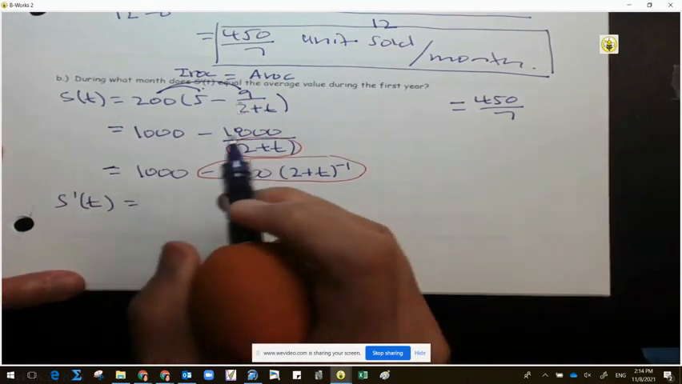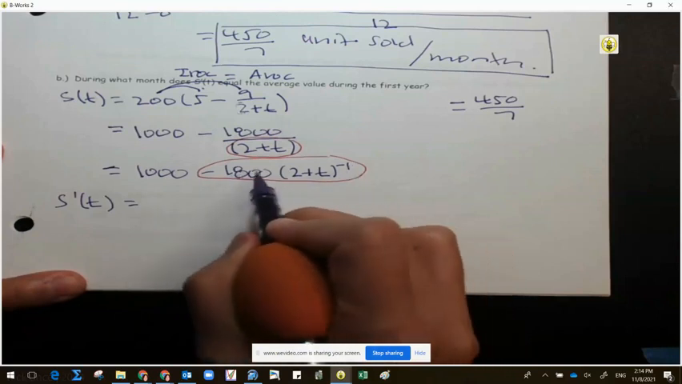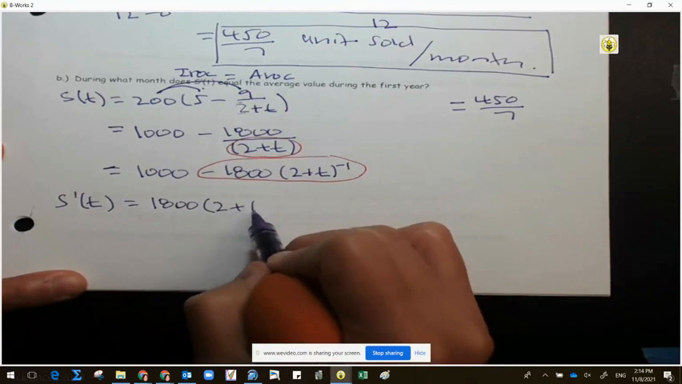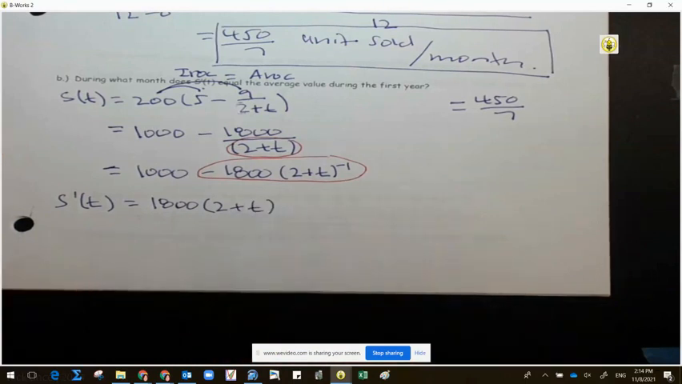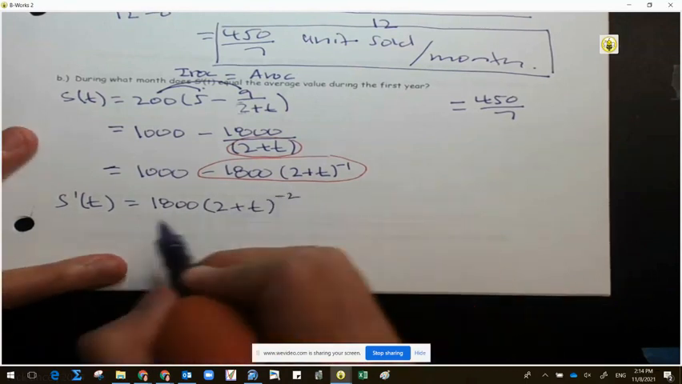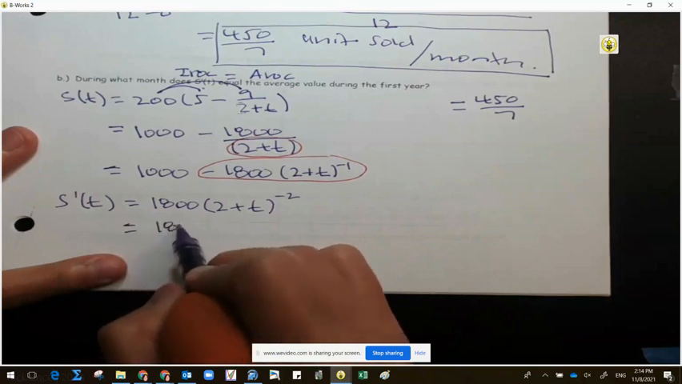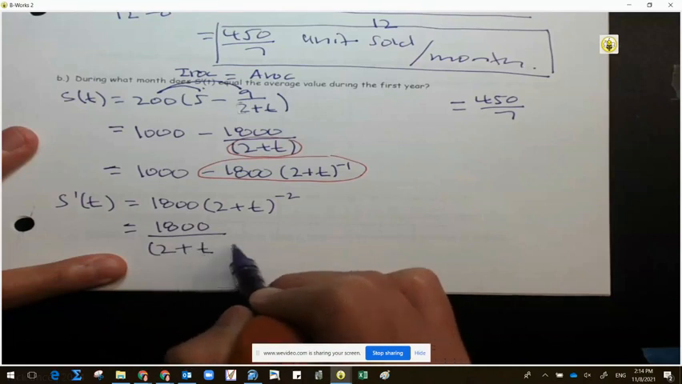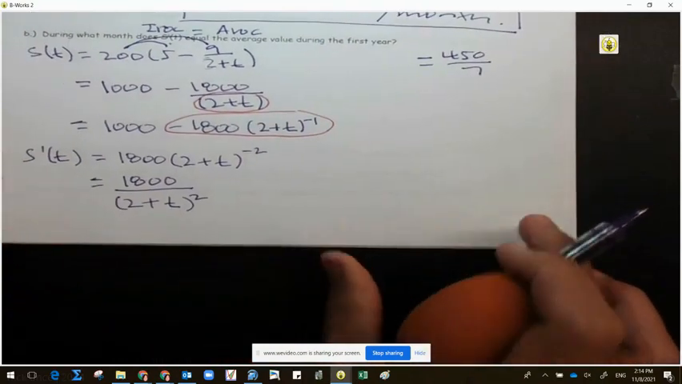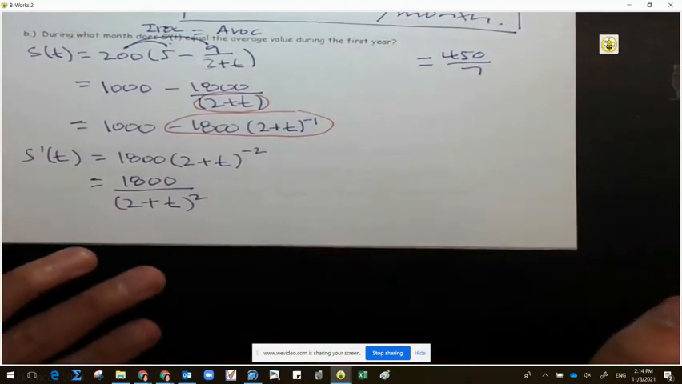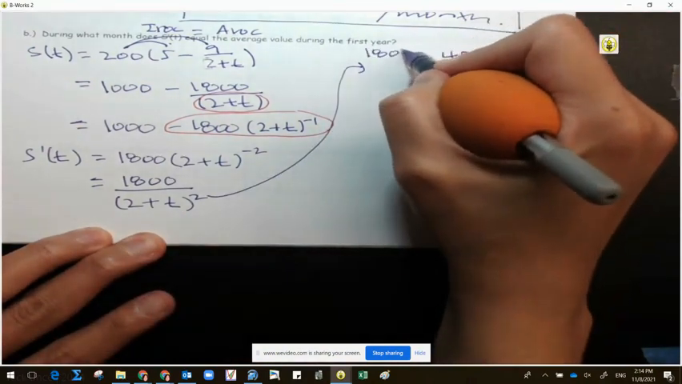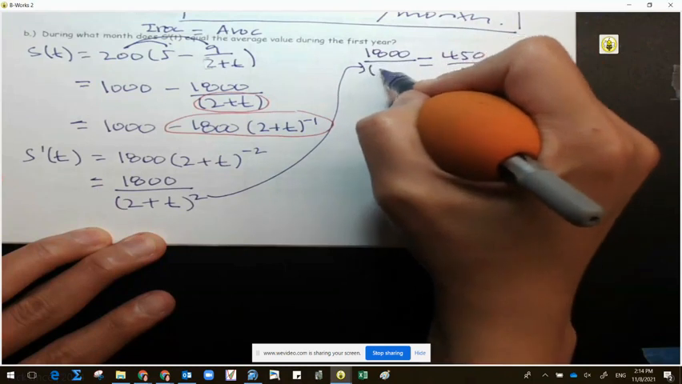So we have 1,000 is not going to give us anything, but when I multiply these two, we get positive 1,800 times 2 plus t. And what's our 1 less power? Negative 2. And let's rewrite it in a form that we can use our cross multiplying. Make sure your plus and t is somewhat different. Now let's plug it in into our AROC. Wait, that's all you have to do for that one? For that piece, all right.